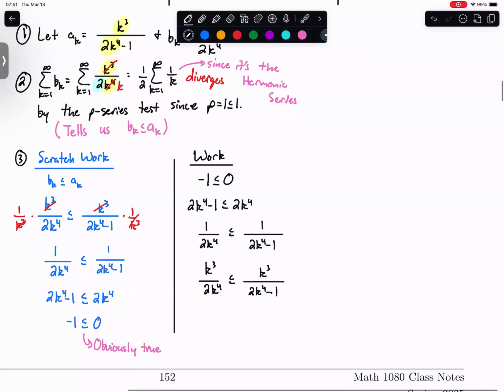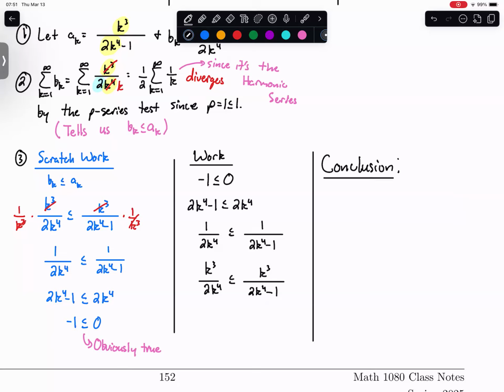So I get to state that as my conclusion. For my overall final conclusion, I get to say that my original series with the terms a of k diverges, and I know it diverges by the direct comparison test.